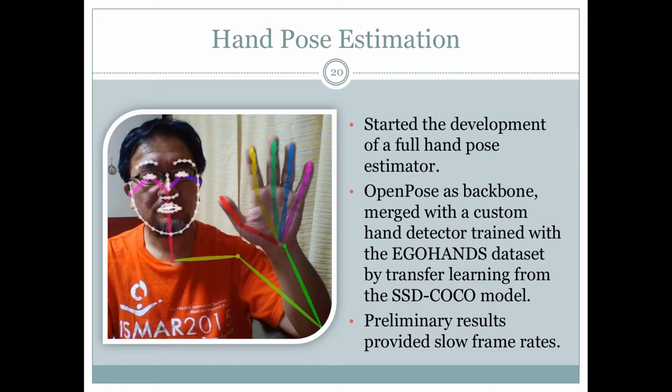To obtain the hand detector, I trained the SSD COCO model. By transfer learning, I used the EgoHands dataset, which is a dataset of hand pictures obtained with Google Glasses, so with augmented reality head-mounted display, which is already labeled and so on. But preliminary results were obtaining too low frame rates for this system in this configuration to be usable for augmented reality.